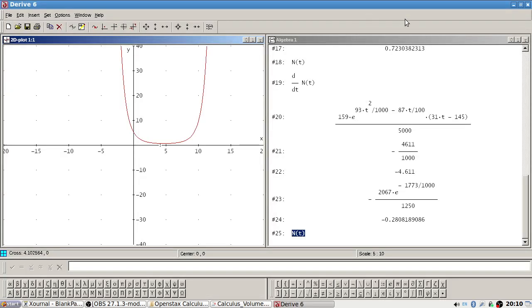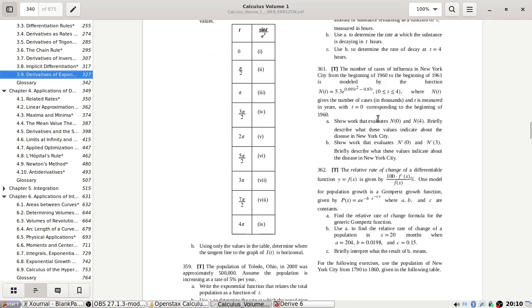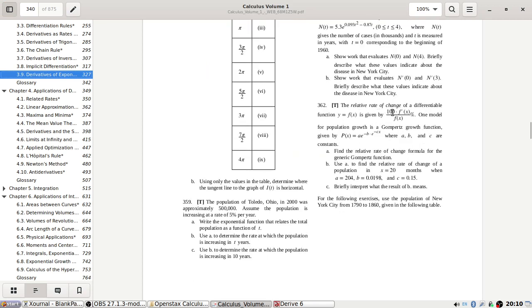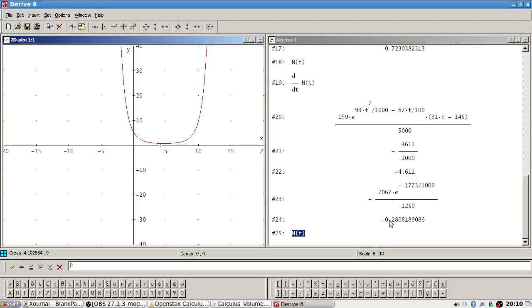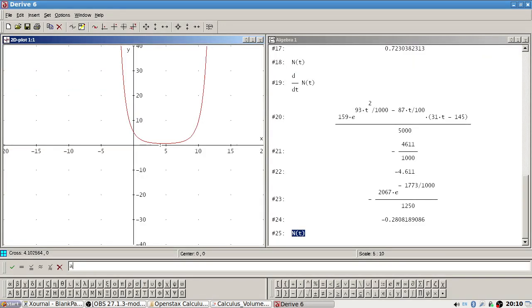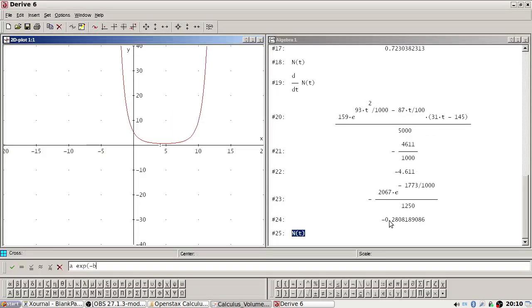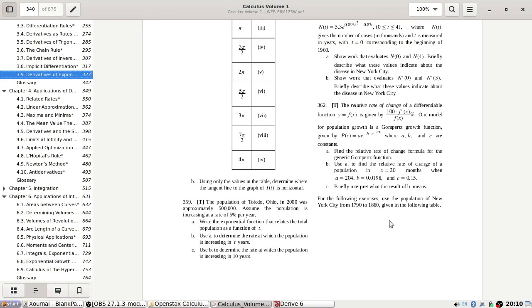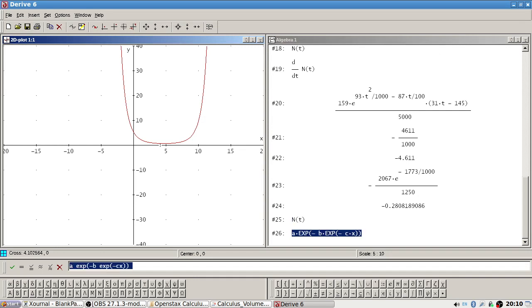Okay, let's have a look. Next one. The relative rate of change of a differentiable function is given by that. One model for population growth is the Gompertz growth function given by that. Okay, so let me type this in. A exponential minus b exponential again minus cx. Okay.